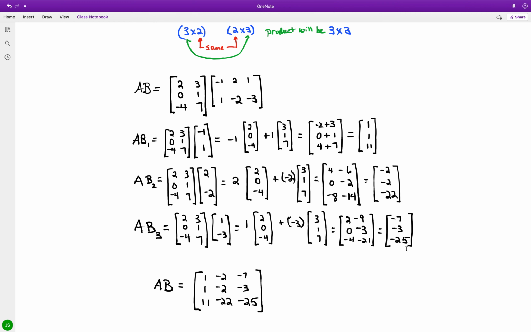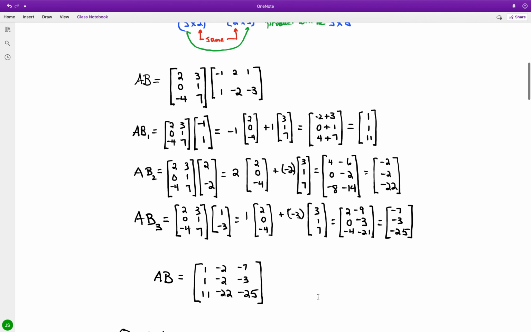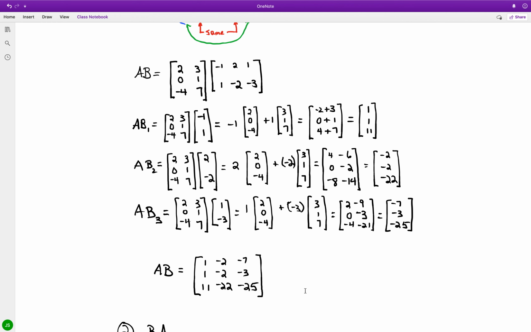And since all columns of B are now used up, with A times B we take the product, and so you have AB1, AB2, AB3, assimilating the elements and making them into the combined product. We have 1, -2, -7, 1, -2, -3, and we have the last row in the product: 11, -22, and -25.